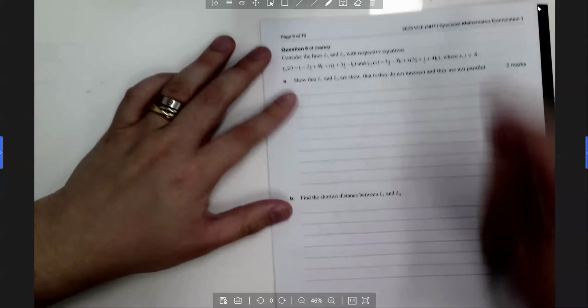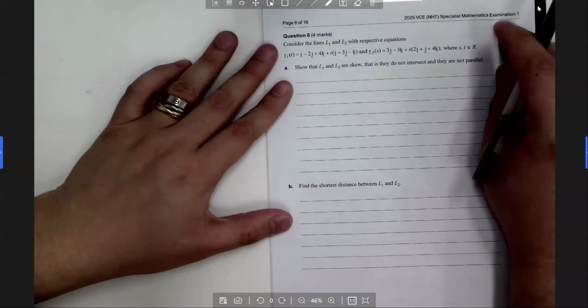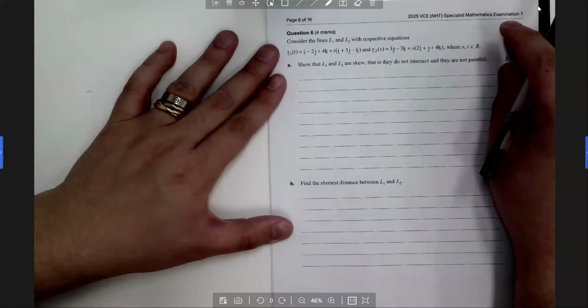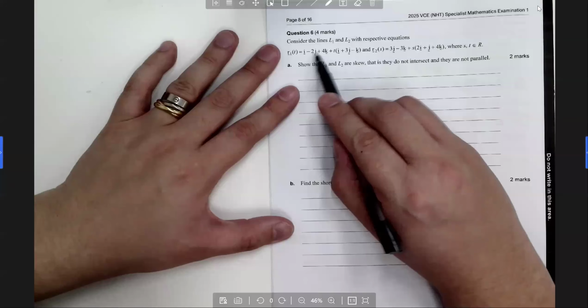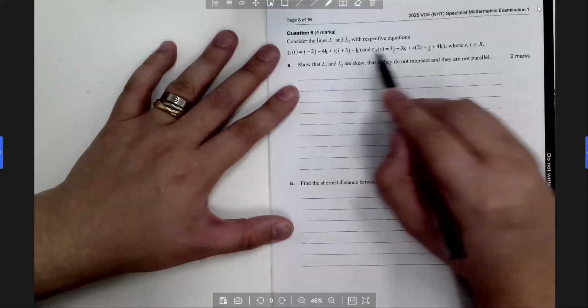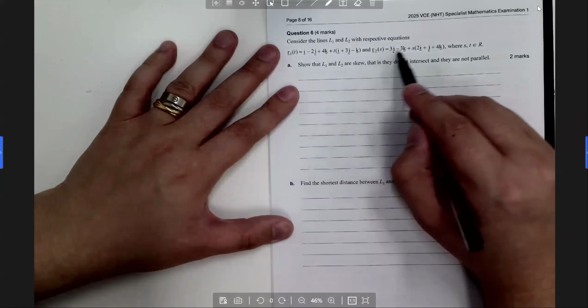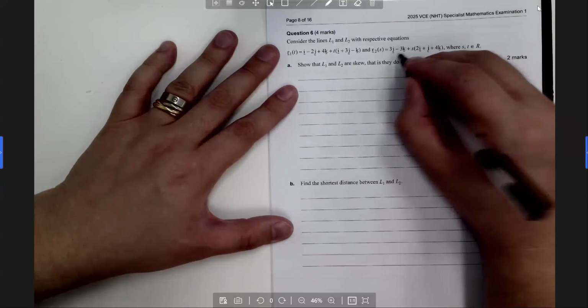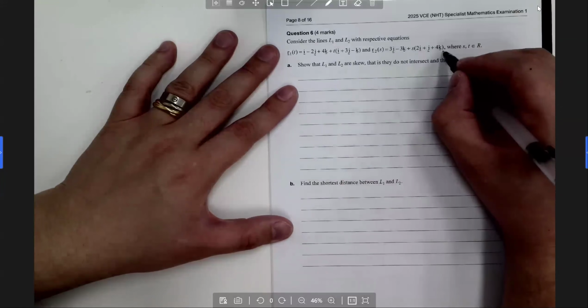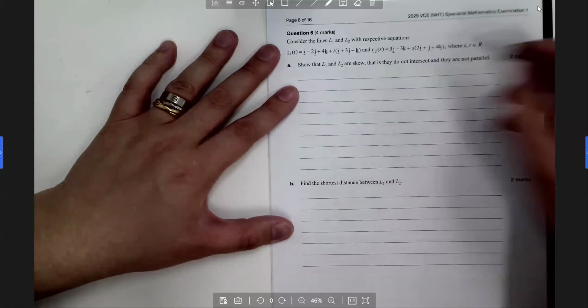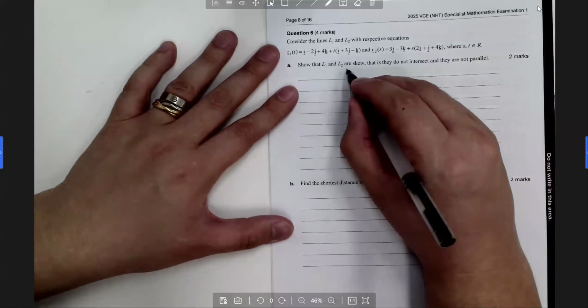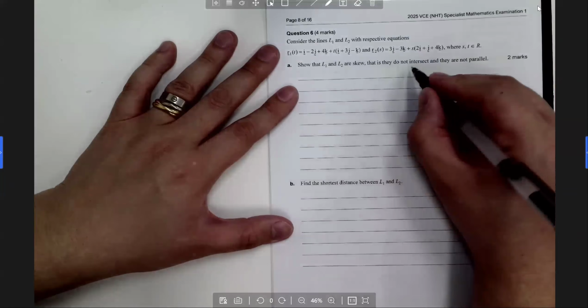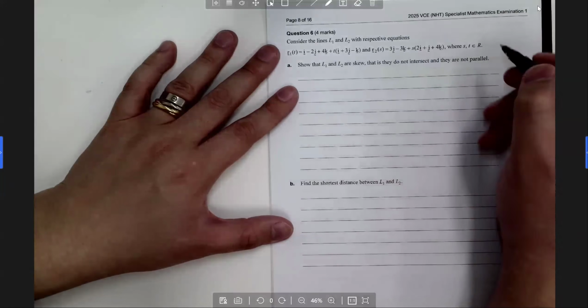All right. This question. Consider the lines L1 and L2 with respective equations. r1 is (1, -2, 4) plus t times (1, 3, -1). r2 is (0, 3, -3) plus s times (2, 1, 4). It doesn't have an i component for the reference point, and this is another direction vector. So show that L1 and L2 are skew. That is, they do not intersect and they are not parallel.